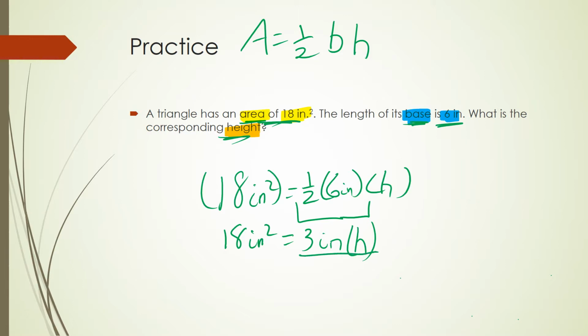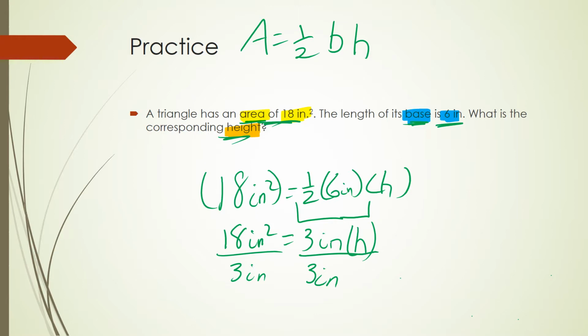So to do that, we have to get rid of the 3. Since we're multiplying, the opposite of multiplication is division, so that means we have to divide by what we're multiplying by. So since we're multiplying 3 inches to the h, that means you have to divide by the 3 inches. And so since we have inches squared divided by inches, that's going to cancel down to just be inches.